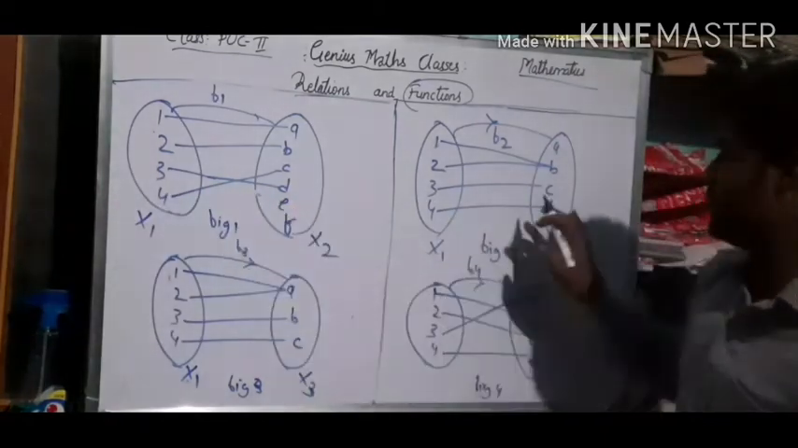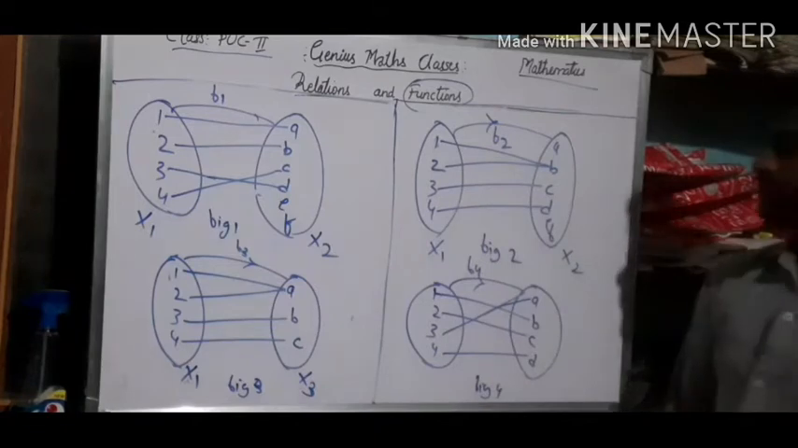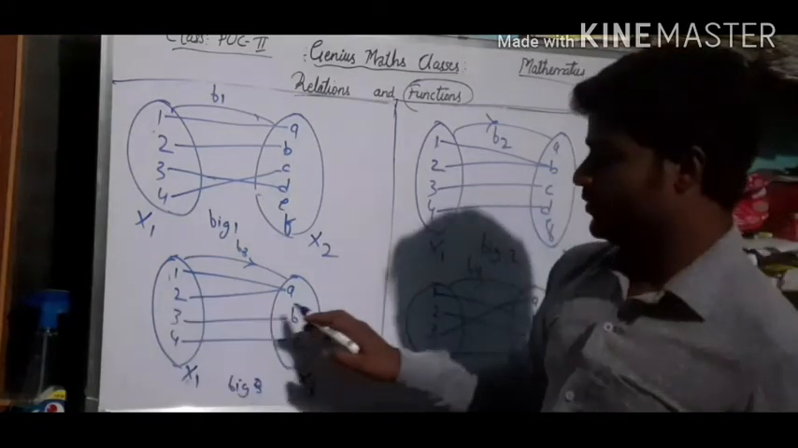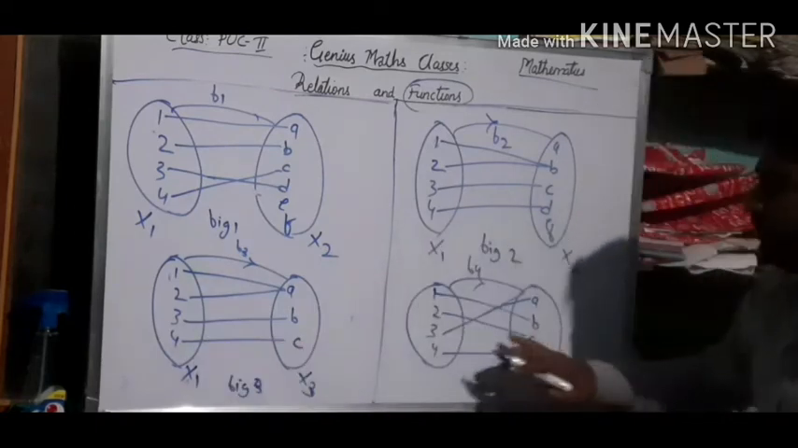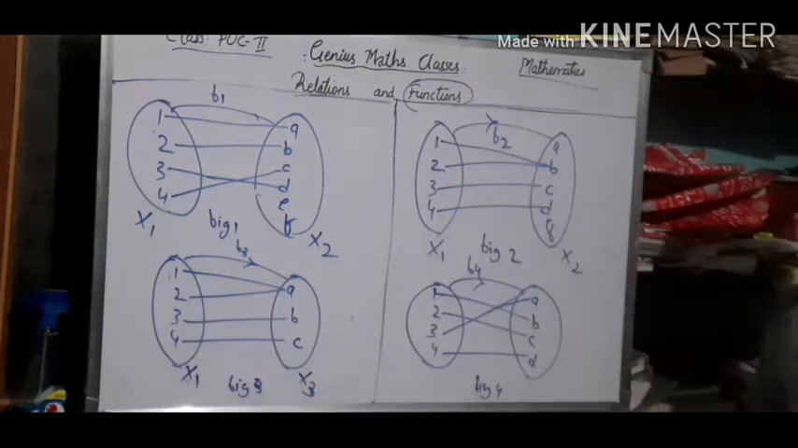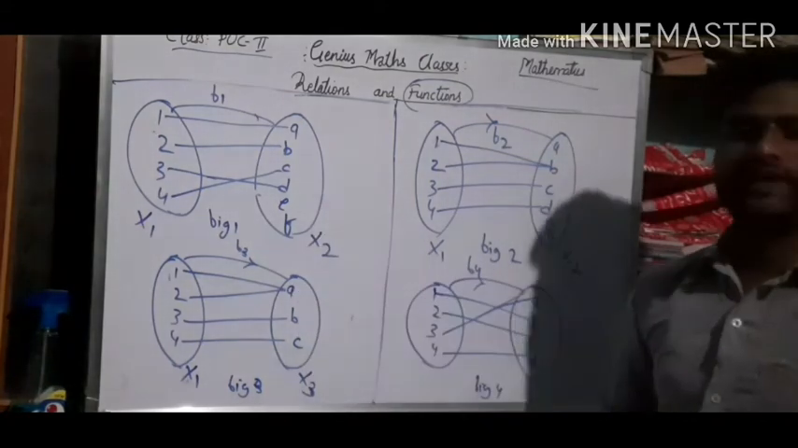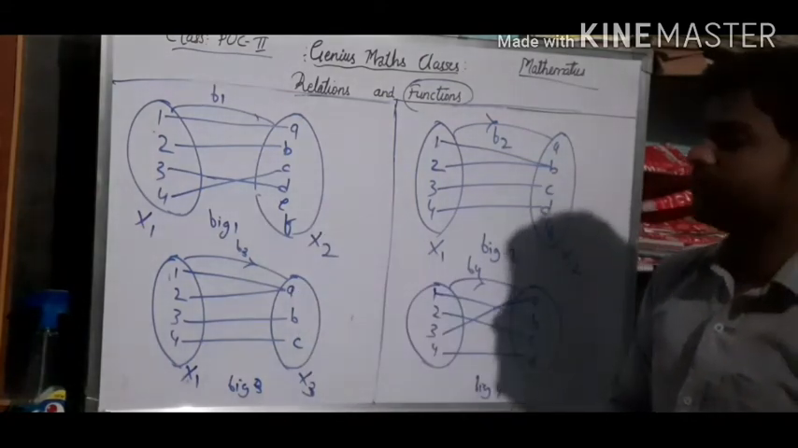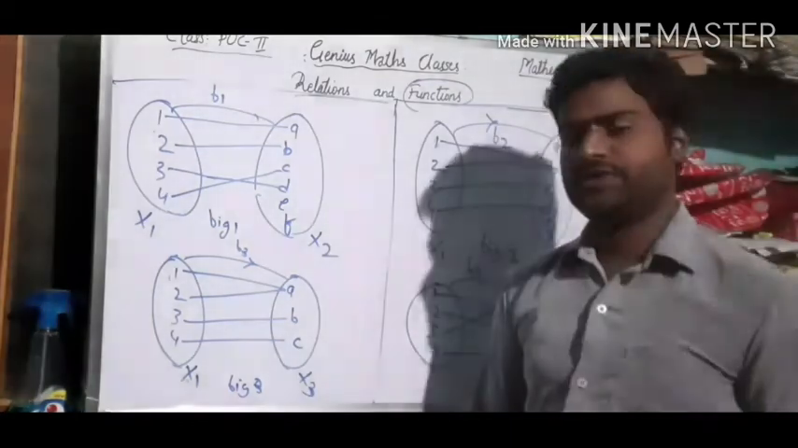Here too, E and F don't have pre-images. Here they all map. Just using this concept, I am going to define the one-one, onto, and bijection functions.